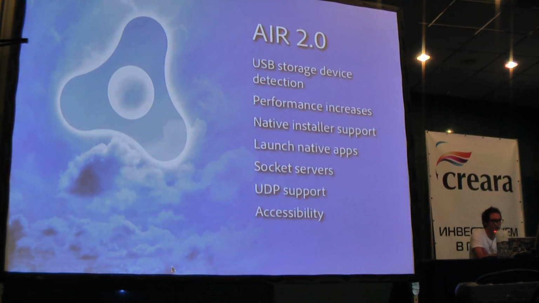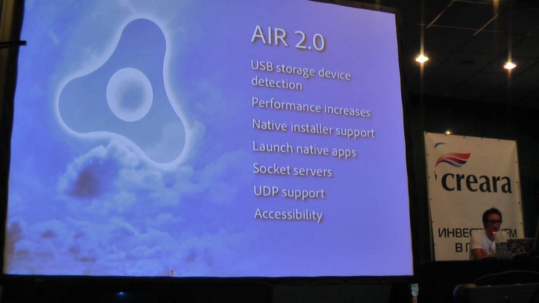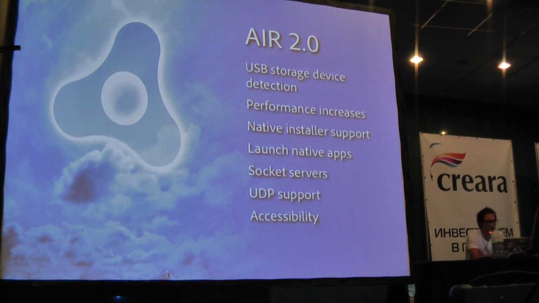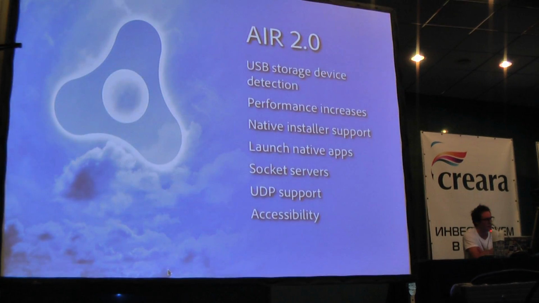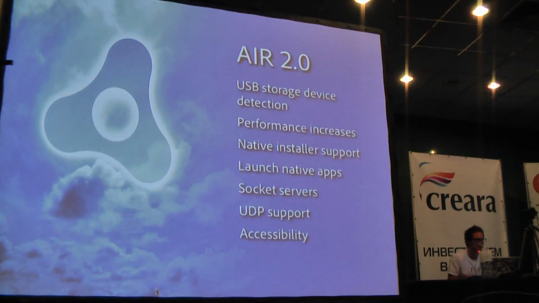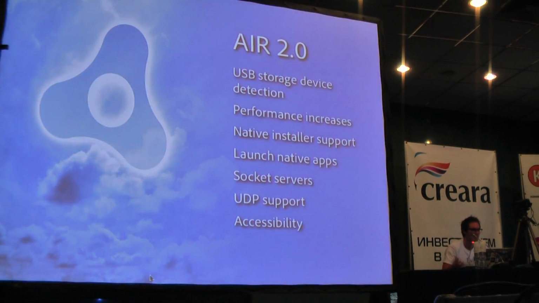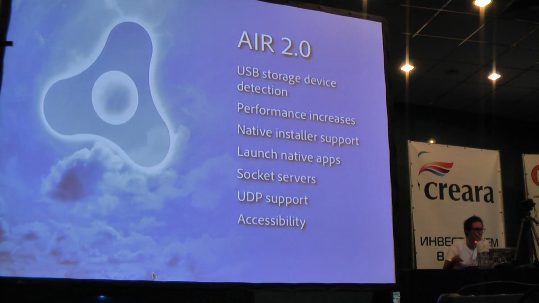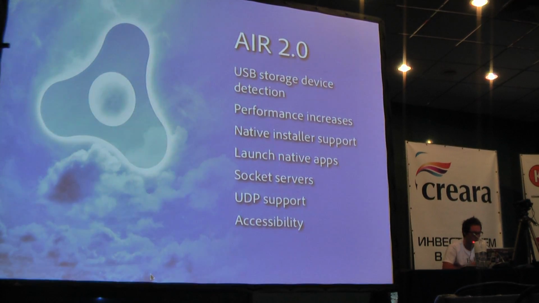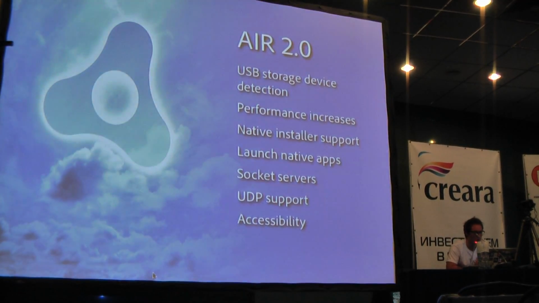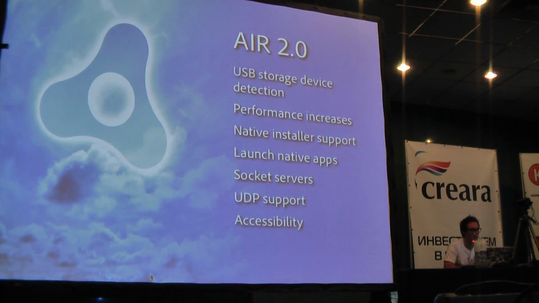What else do we have in AIR 2.0? This is the new version of AIR, which is coming out very soon. We've added USB storage device support detection. So when you connect, for instance, a flash disk or camera or whatever, you actually get information about the files and you can touch the files. Then we also added performance increases, connected with the 10.1 player. You can also create your native installer, for instance DMG or exe.